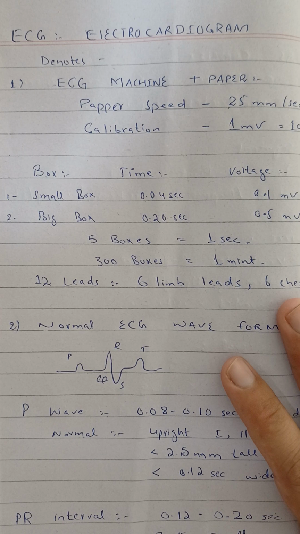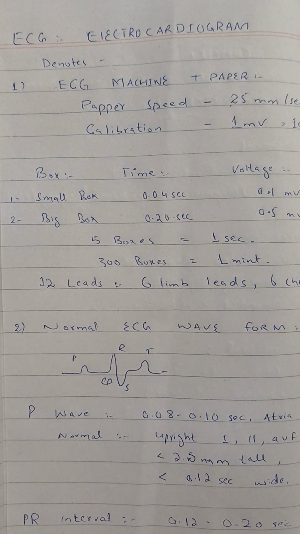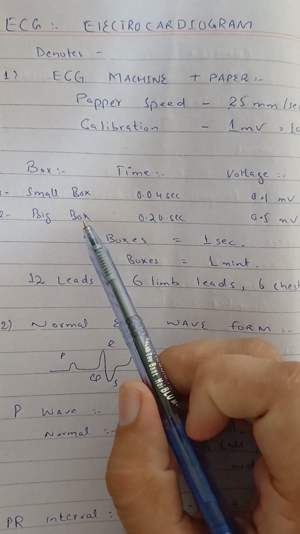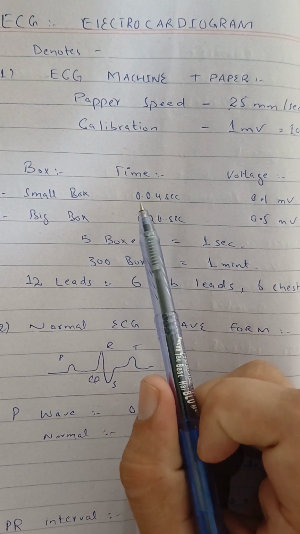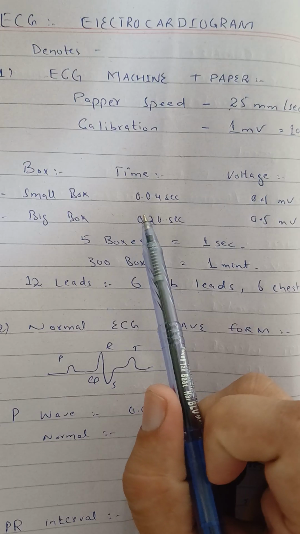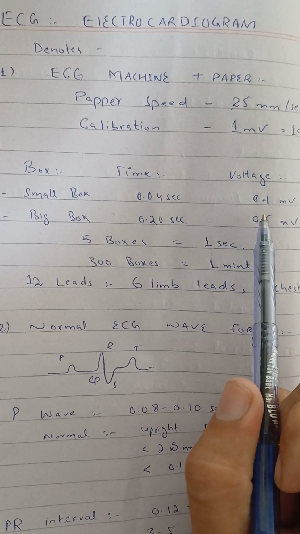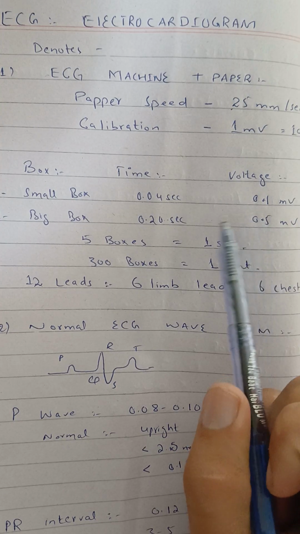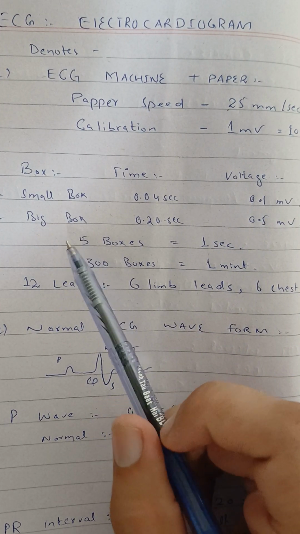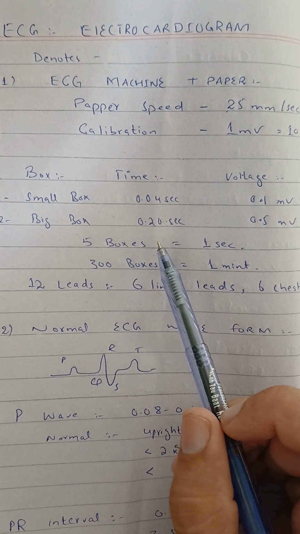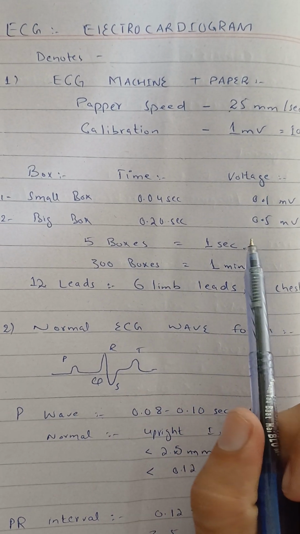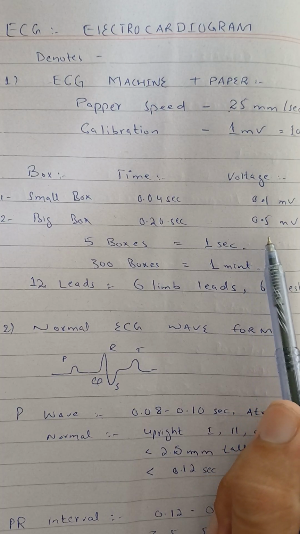will be on a speed of 25 millimeter per second, which is its calibration speed, and it will be calibrated on 1 millivolt. So basically, the ECG machine paper shows boxes. One small box denotes the time 0.04 second, and the voltage on one small box is 0.1 millivolt. For one big box, the time is 0.2 seconds, and the voltage is 0.5 millivolt.